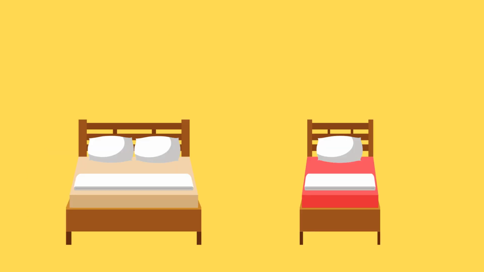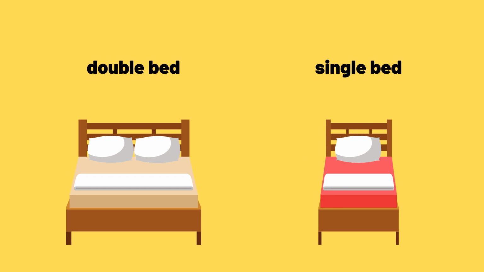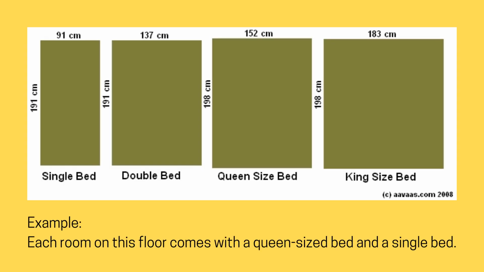Now, when we look at these pictures, of course you know these are beds. But what kind of beds are they? Well, the most simple terms we might use are double bed and single bed. But when it comes to hotels, it's usually not quite so simple. And if you're going to book a hotel room online, you'll need to know some other words. These, for example, are the most common terms for beds in hotels. We've got single, double, queen, and king sized beds. An example sentence: each room on this floor comes with a queen size bed and a single bed.